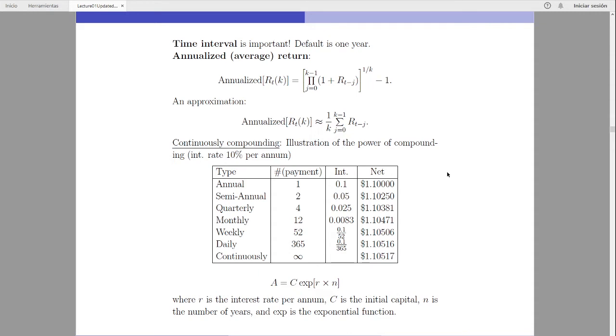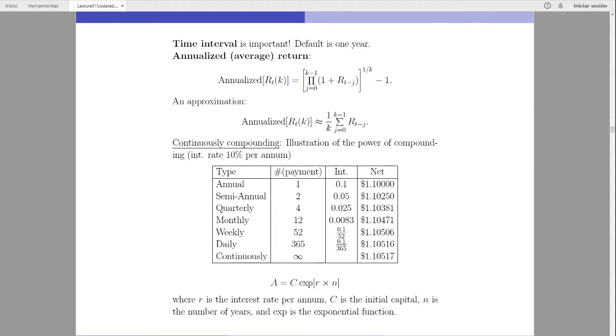Now, the time interval we're measuring is not only important, it's instrumental. So this is one of the first things we will be caring about. Default time interval is always 1 year. Now we can extend, and suppose we are working with a number k of intervals. So the analyzed net return after k periods can be measured by this super nice formula, which can be approximated by something that is even more simple.